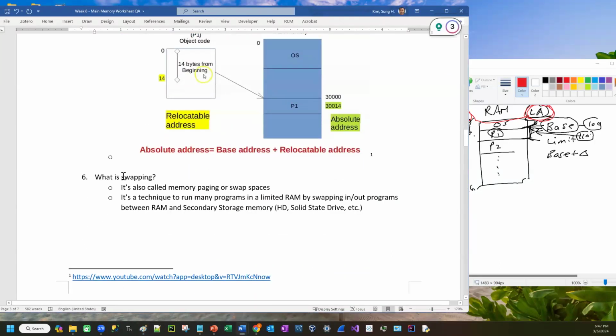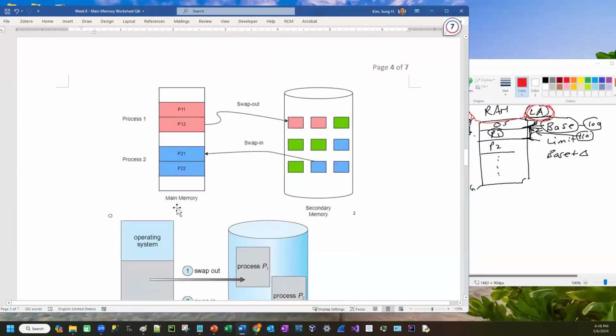But anyway, number 6 is, what is swapping? Before we get to more details on the CMA, maybe we should cover this question. Swapping means we're swapping something between the two. What we are swapping is the process. Okay, so this is a good picture that you could see. So here is the main memory, or the RAM, and here's the secondary memory, whether it is a hard drive or a solid state SSD or whatever.